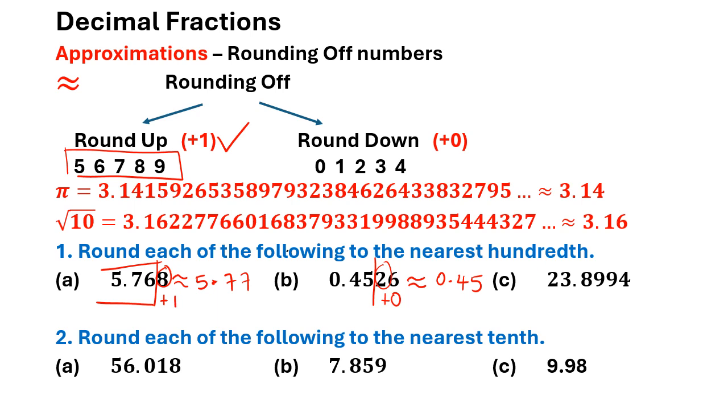All right, so I'm going to go to the third example here for number 1. The hundredth place is the first 9 here. So I have 23.89, but then I need to look at the next place, which is the thousandth, and this number here is between 5 and 9. So I'm going to round it up to 1, and I am going to add it to the nearest digit to the left, which is 9.